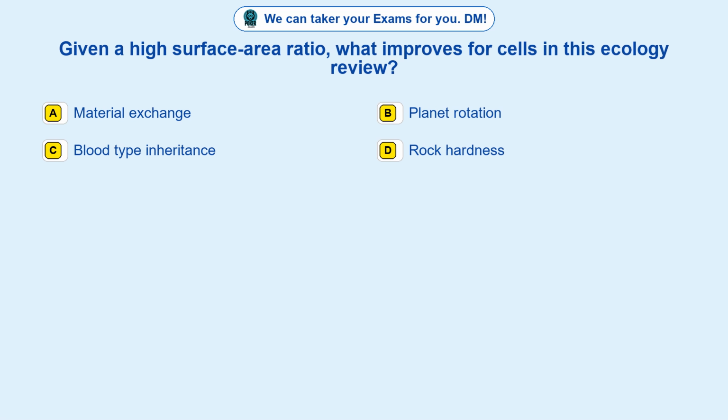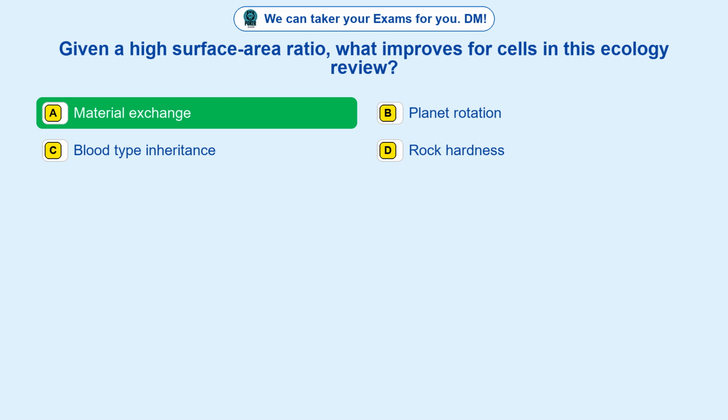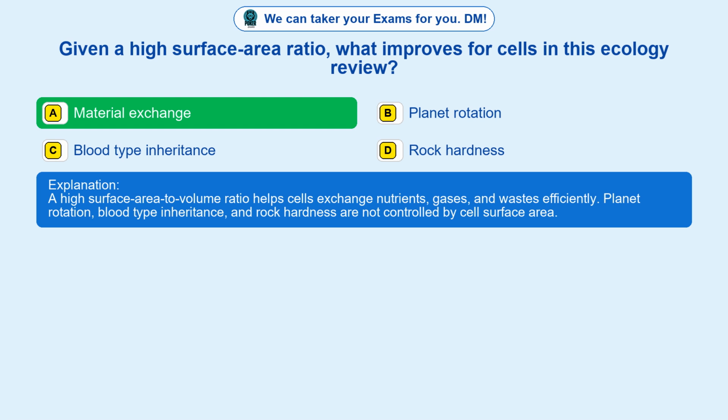Question 26. Given a high surface area ratio, what improves for cells in this ecology review? Option A, material exchange. Option B, planet rotation. Option C, blood type inheritance. Option D, rock hardness. The correct answer is option A, material exchange. A high surface area to volume ratio helps cells exchange nutrients, gases, and wastes efficiently. Planet rotation, blood type inheritance, and rock hardness are not controlled by cell surface area.